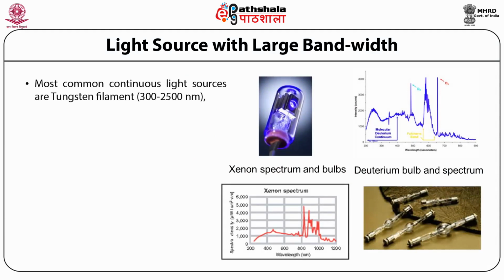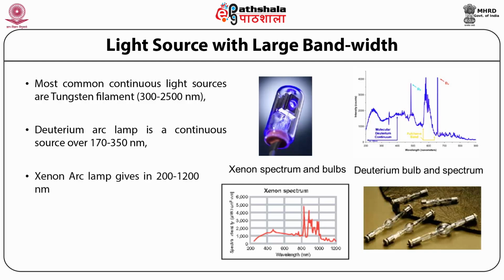The most common continuous light sources are tungsten filament between 300 to 2500 nanometer. Deuterium arc lamp, shown in the slide by blue color in the left hand side, is a continuous source which gives you light between 170 to 350 nanometer. Xenon arc lamp gives in the range of 200 to 1200 nanometers. There are also light emitting diodes, LED, in visible region.